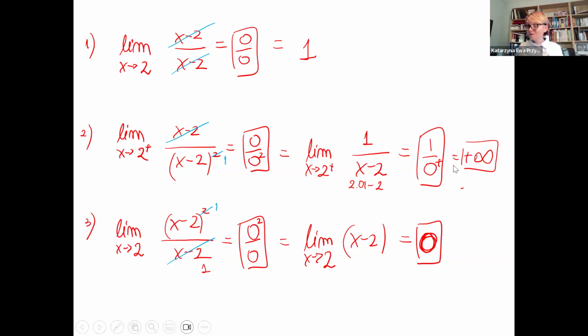Okay, the final answers: 1, infinity, and 0. Okay? And all of them were almost the same, 0 over 0. And we can see we have a taste that the functions could be different. They could behave differently. Okay, thank you very much.